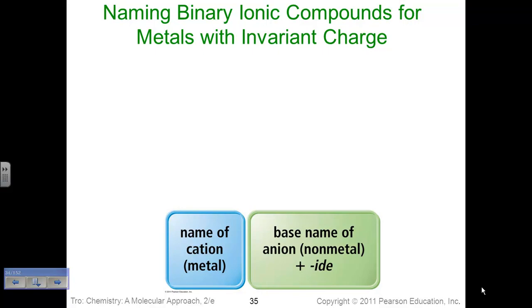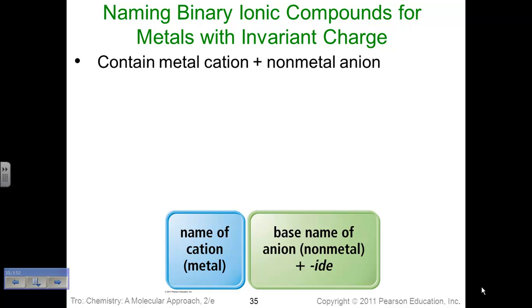When we name binary ionic compounds, binary, two elements, ionic, one must be a metal, one must be a nonmetal. The word invariant: we know the charge by where it lives. It does not change. So just pulling apart the slide title, we're going to name binary ionic compounds with metals who always have the same charge.